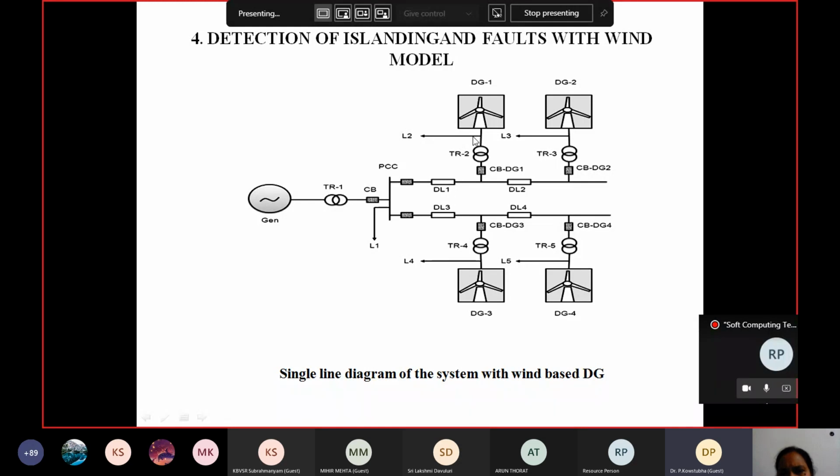This DG1 is located 30 kilometers away from the point of common coupling. This is 60 kilometers. That means the distance from the PCC, and in between the DGs, is 30 kilometers only. And these are the circuit breakers, and 5 loads are there. The major load L1 is connected at the point of common coupling, L2 at DG1, L3 at DG2, and L4 and L5 at DG3 and DG4 correspondingly.